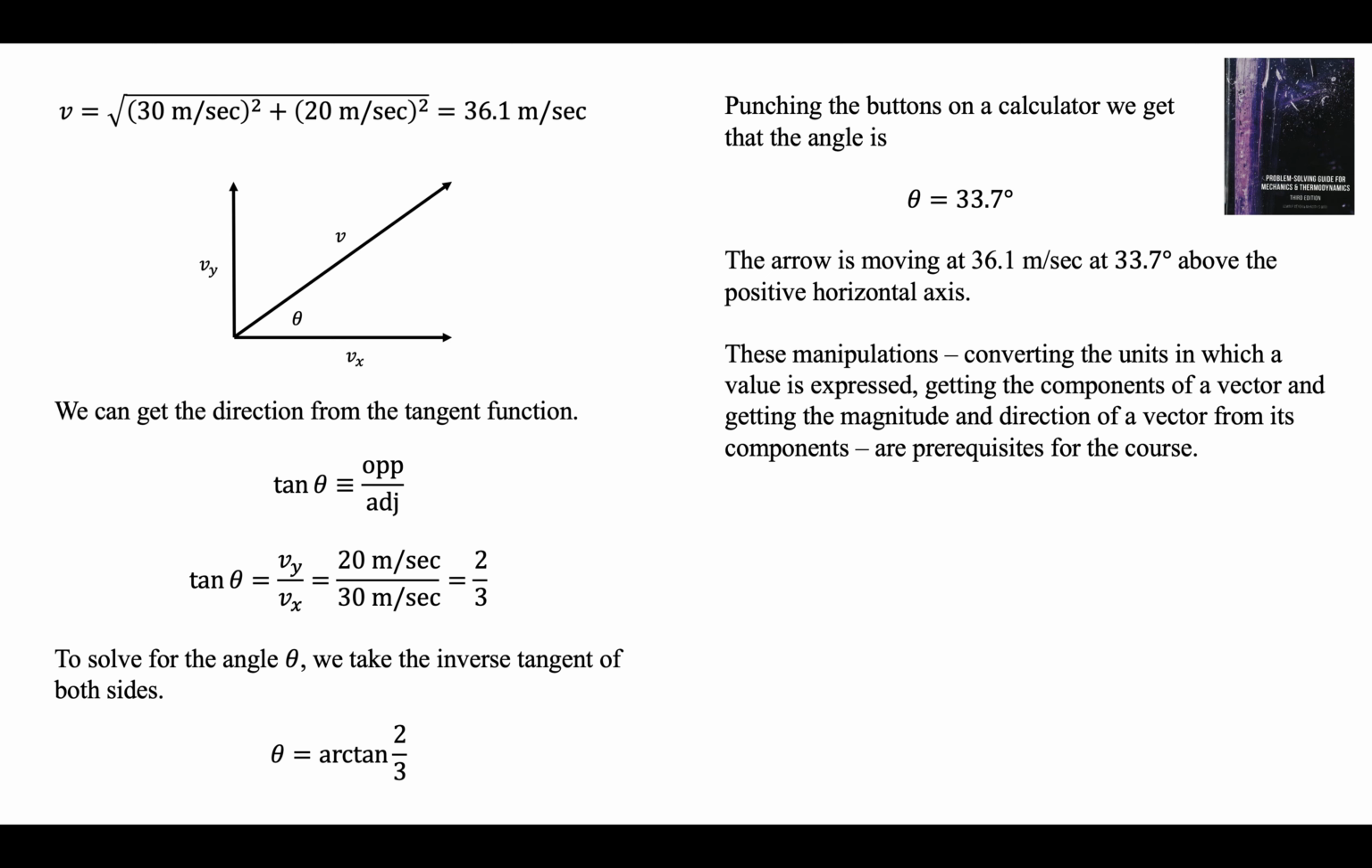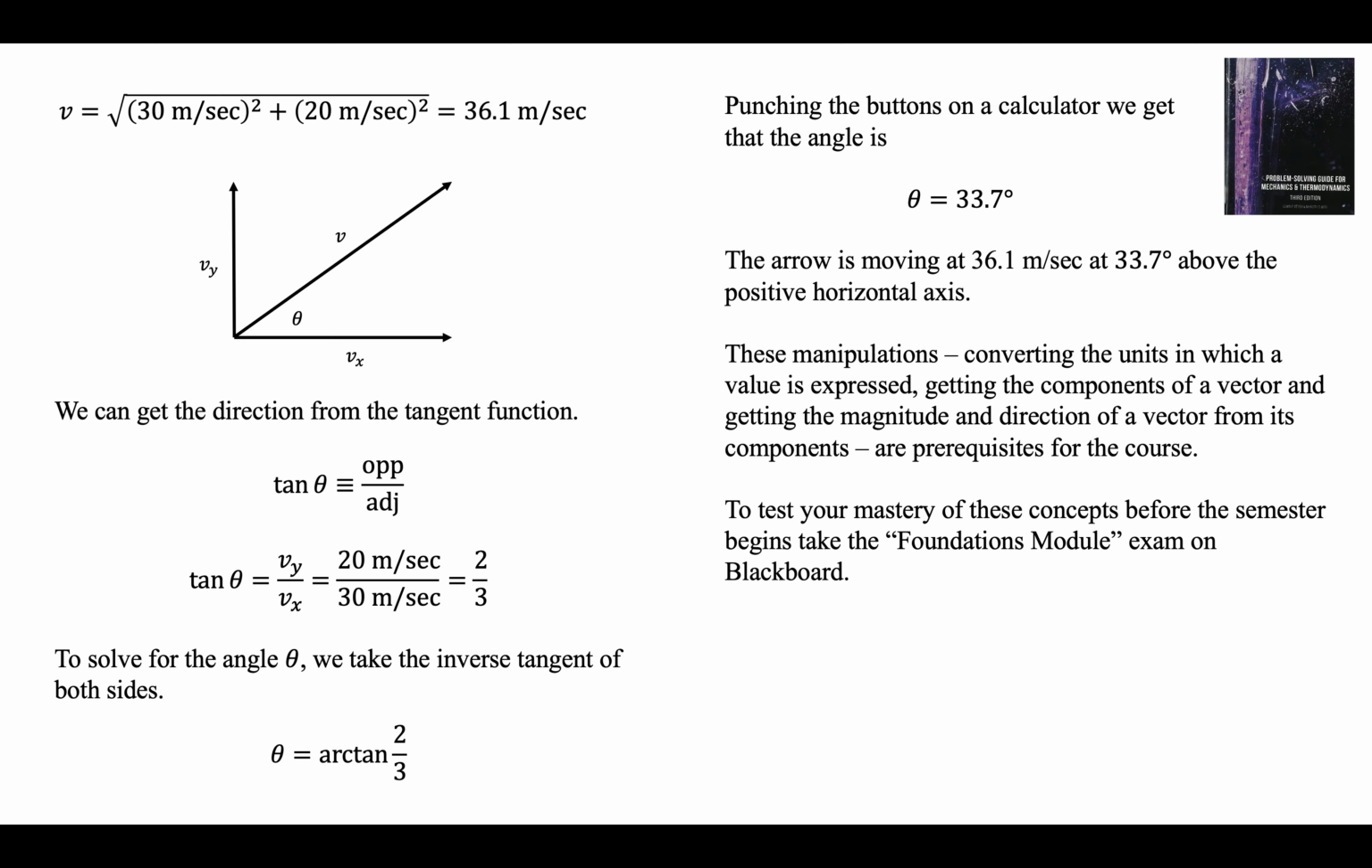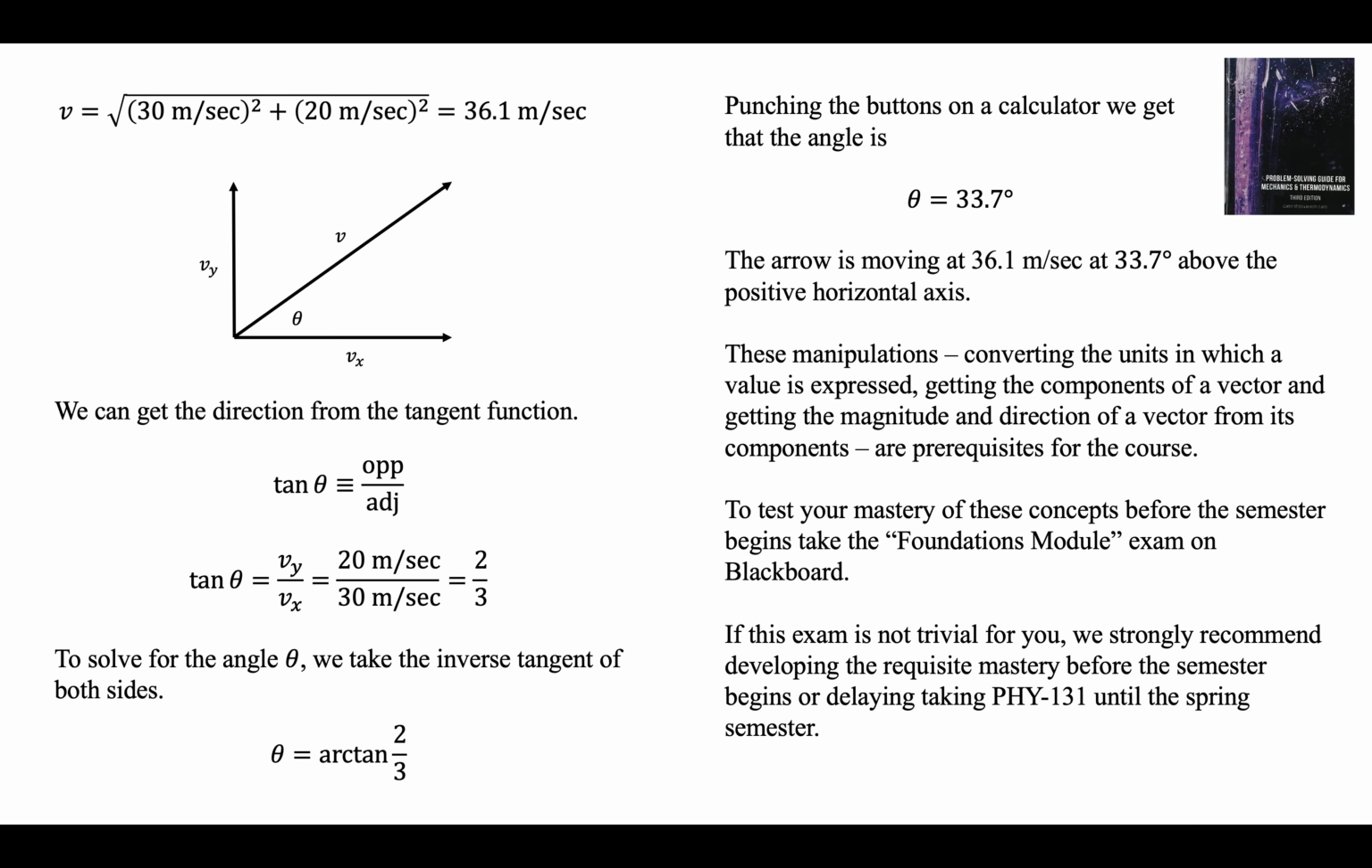So these manipulations, going from converting the units in which a value is expressed, getting the components of a vector, and then getting the magnitude and direction of a vector from its components, these are prerequisites for the course. You have to know this coming in. There's a test on Blackboard, the foundational module exam. If this exam is not trivial for you, we recommend developing this mastery before the semester starts.